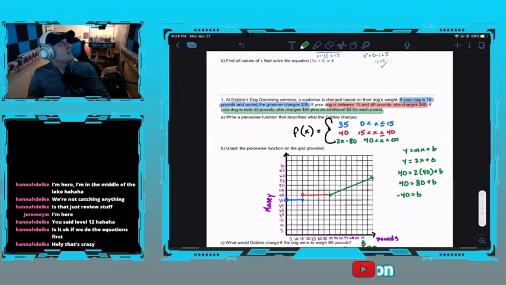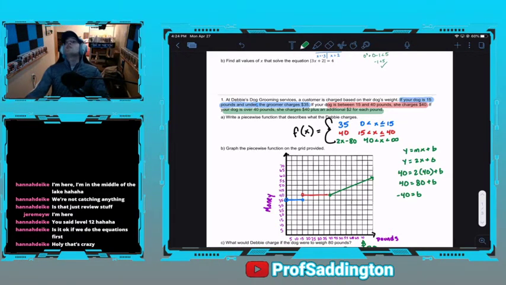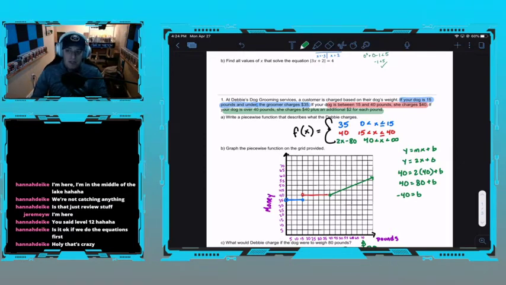Try to get outside if you can. I think it's still pretty beautiful out. I'm looking through my window. It looks like blue skies and sunny up here. Hopefully it is down there for you. Get outside, enjoy it a little bit, because it's supposed to rain every day this week.